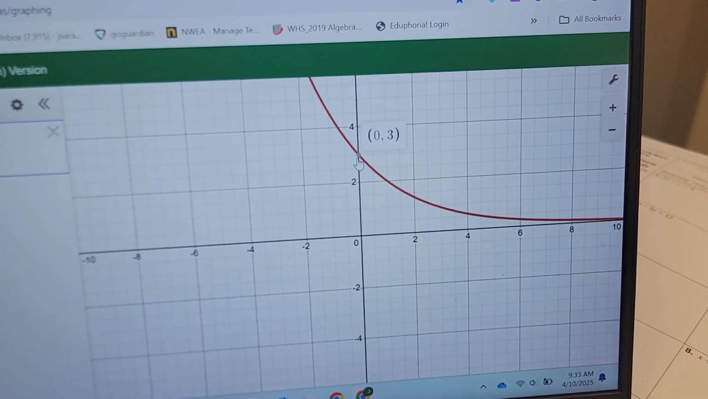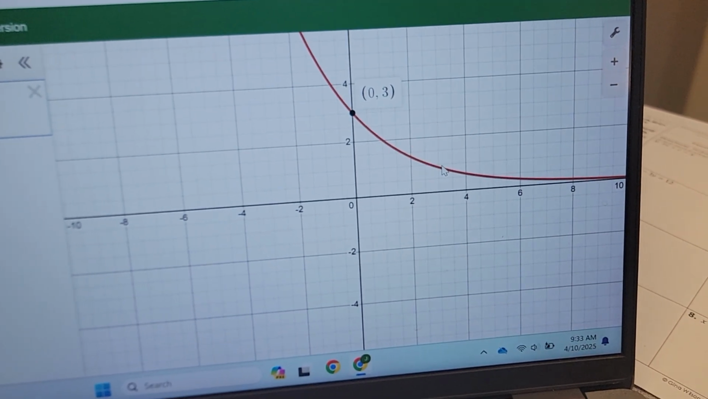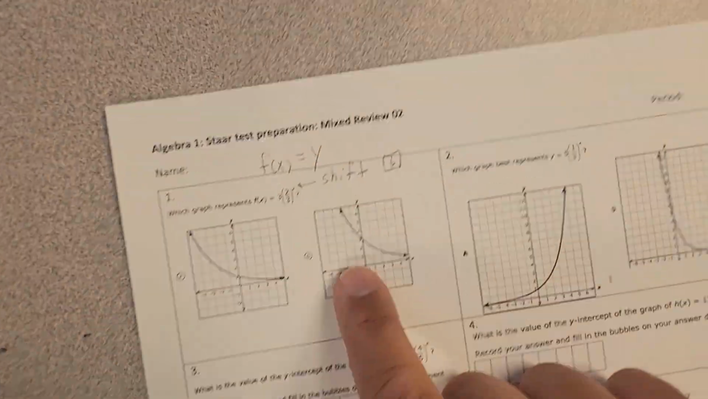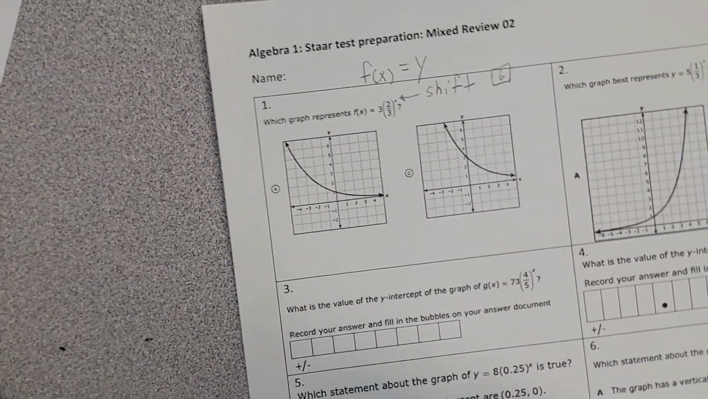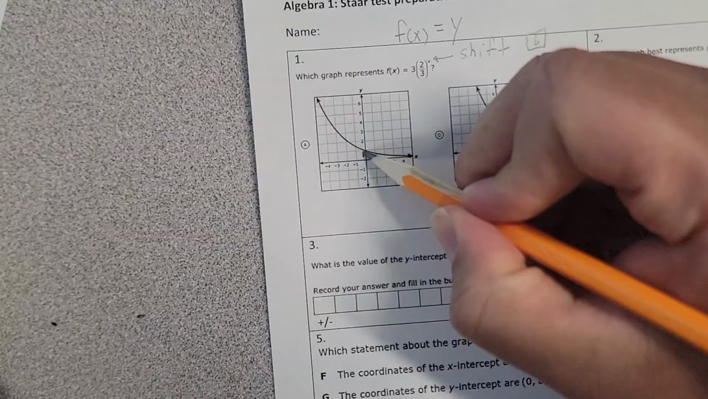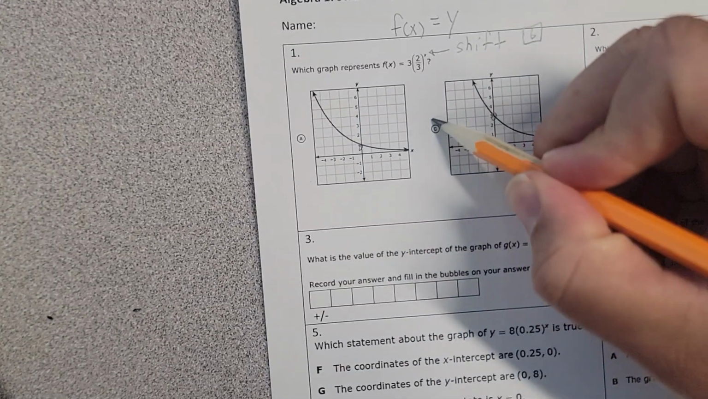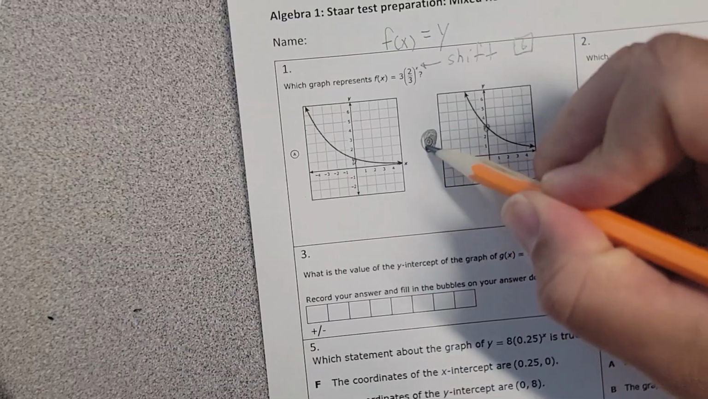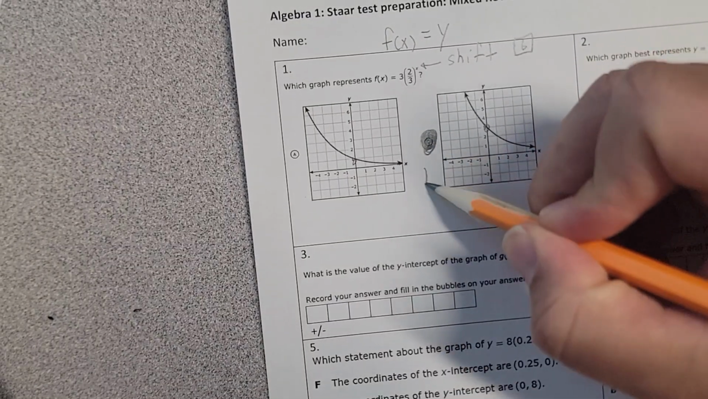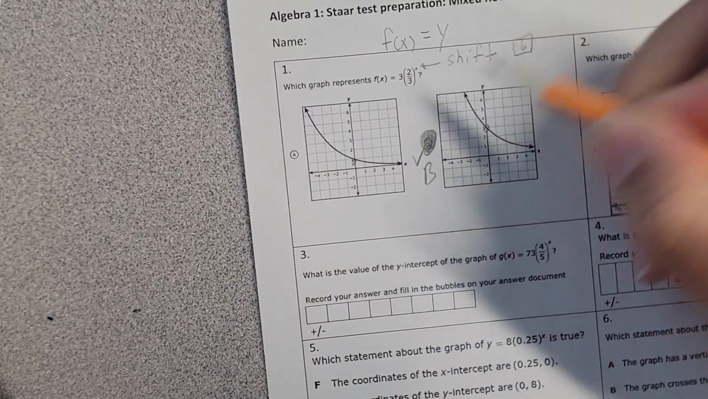So here's my graph. It crosses at 0, 3, and it's going down. So when I look at my tables, everyone look at your graphs on your paper. All right, this is at 0, 1. This is at 0, 3. So my answer is C. I don't know why it says C, but it's supposed to be the second one, B. Check.